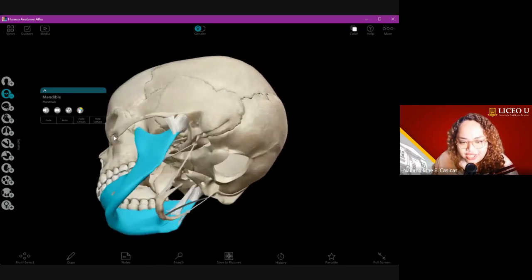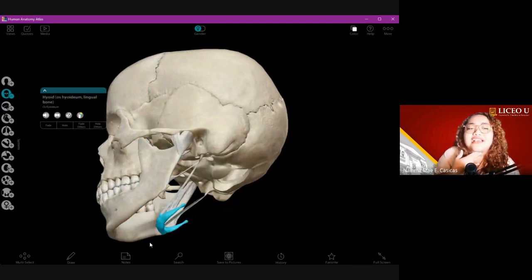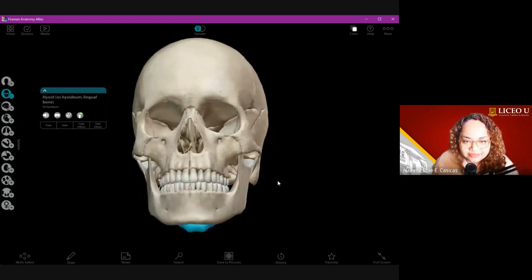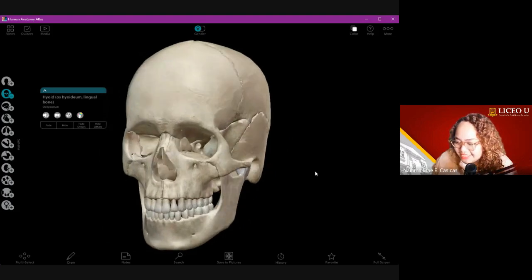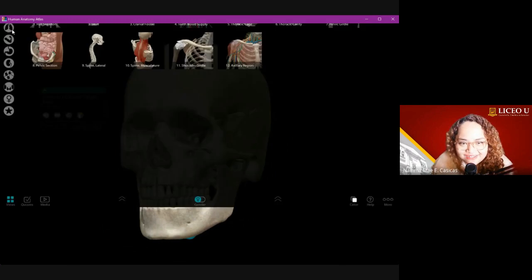And then you have this weird bone that's floating right there. You can actually feel that right here. That's your hyoid bone. So that's your skull. Hello, skull. How are you? Hello. I'm just kidding.